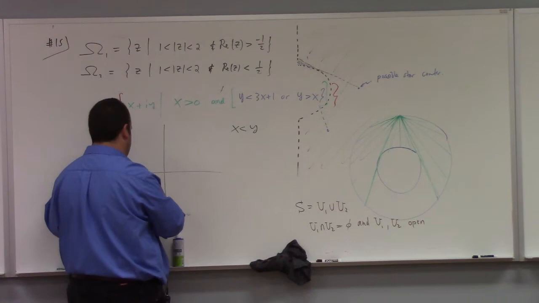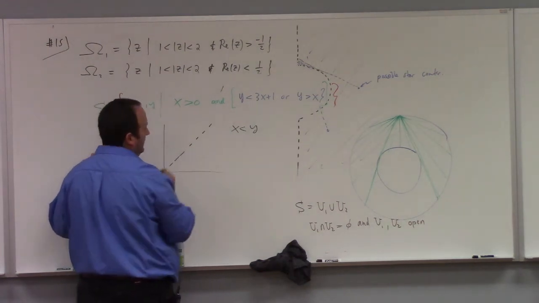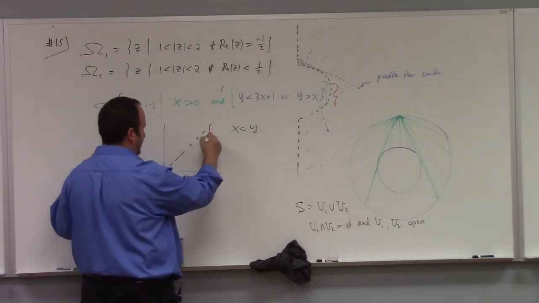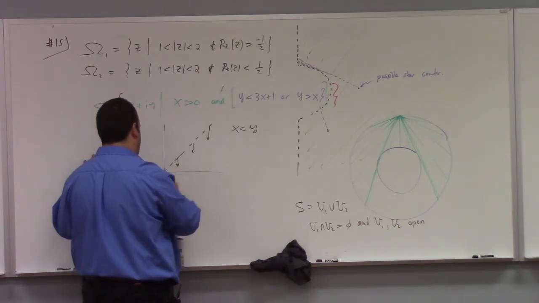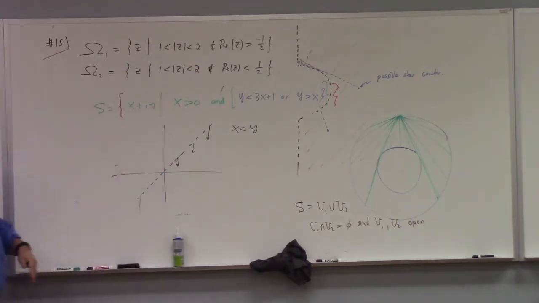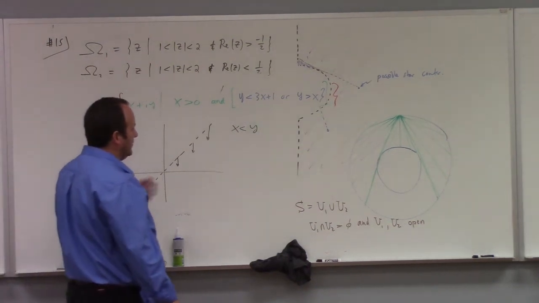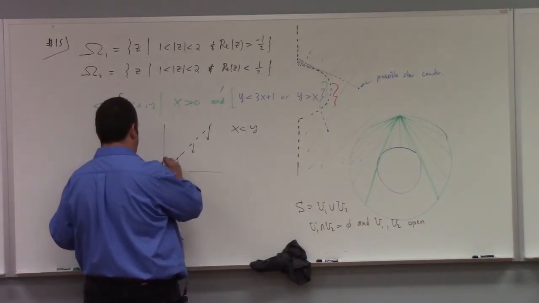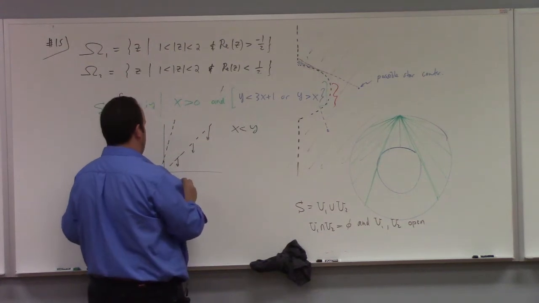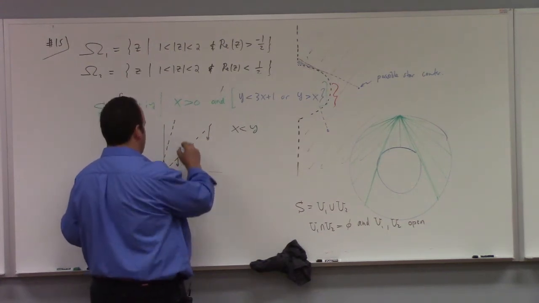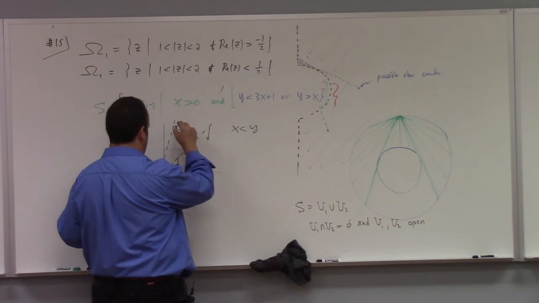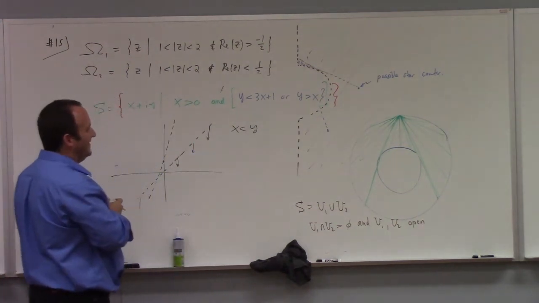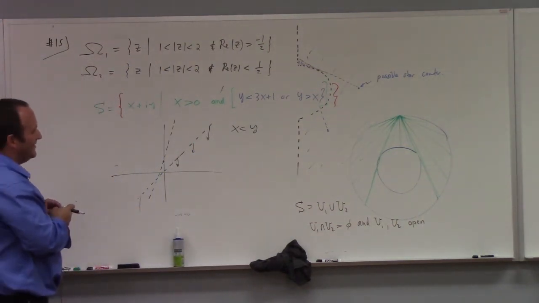So y equals x is this guy. We're saying x is less, so that's down here, right? That's the last inequality I drew. And then y is less than 3x plus 1. That's this guy. The other way around.